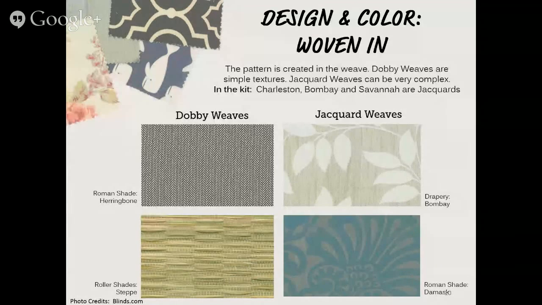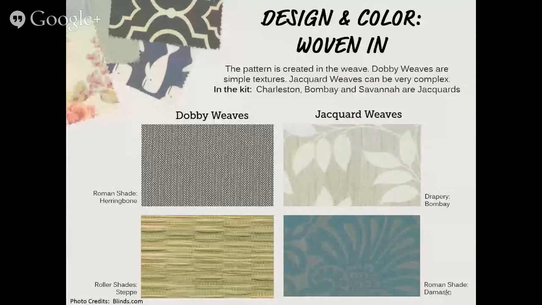And we have two types of looms that create intricate patterns in fabric. The first is called a dobby loom, and those will make simple patterns such as the herringbone that you see in the slide, or this step fabric that we have in our roller shade line. So it's a fairly simple weave, but it adds a lot of texture to the material.